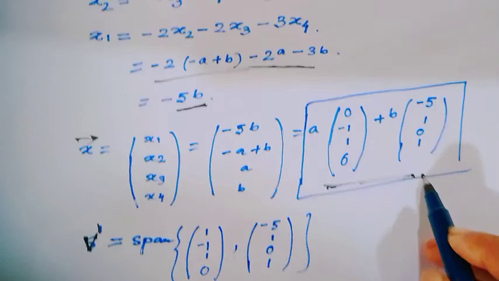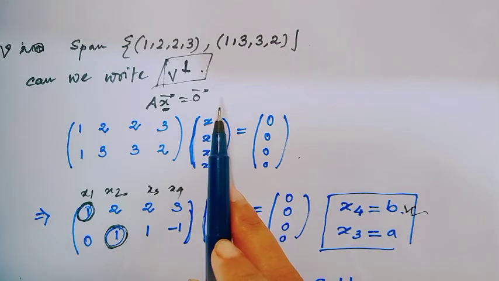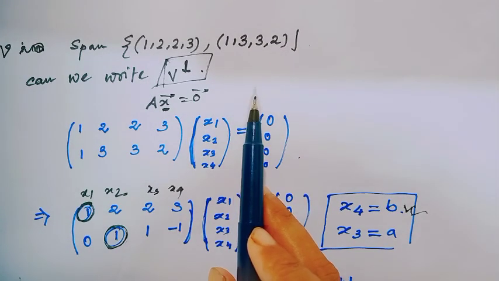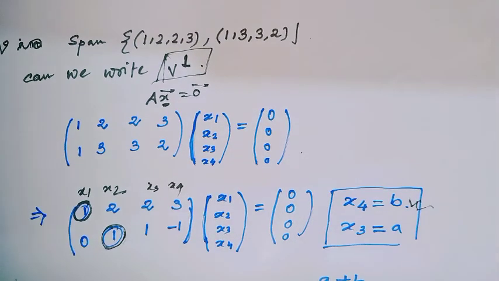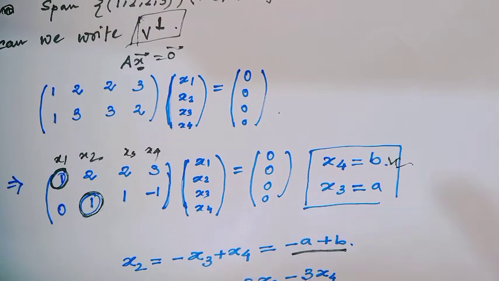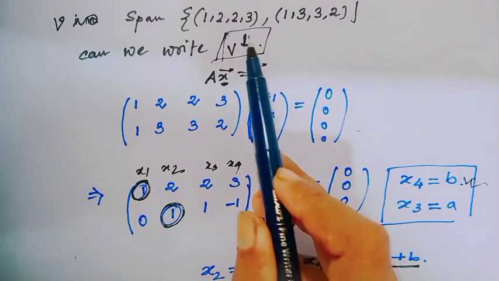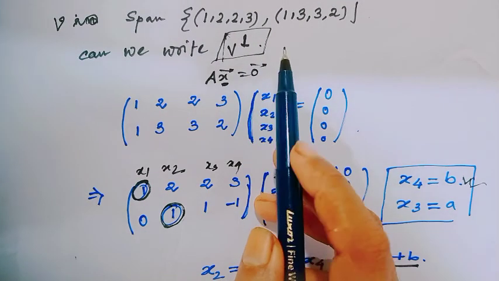Are you getting what the V perp part is? To find the V perp part, actually we have to find the solution of the null space. Are you getting? I hope all my viewers will be able to solve the V perp part easily.